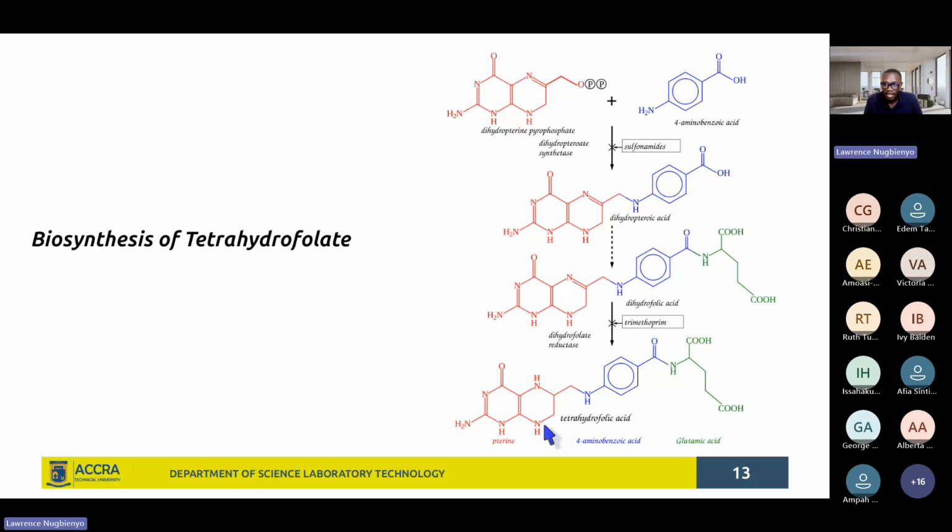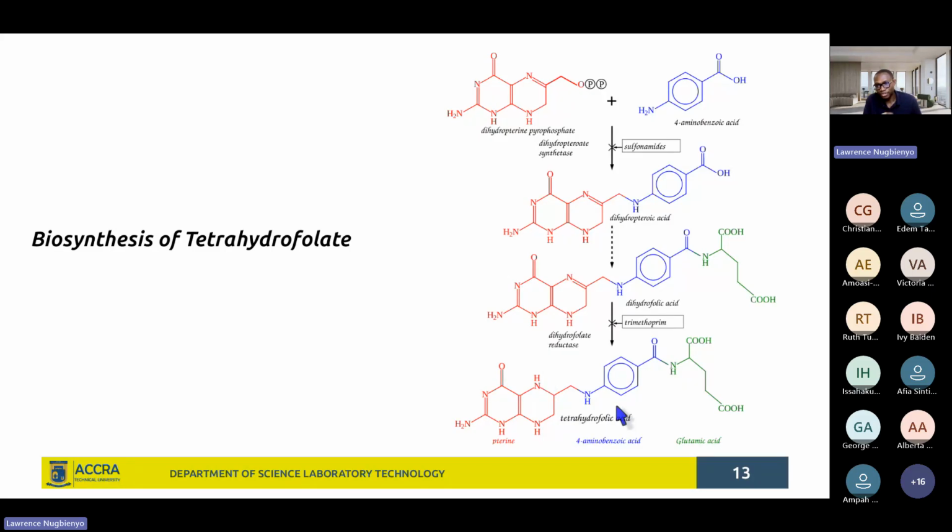So if you look at the dihydrofolic acid, you look at the second ring. You know the two fused rings, the second ring, the red ring. You see that nitrogen there? That nitrogen is not having any hydrogen on it. But when you come down, you see that nitrogen is having a hydrogen on it. So that is where the reduction has occurred. So there's a reduction reaction. So that's how come you are having a tetrahydrofolic acid.